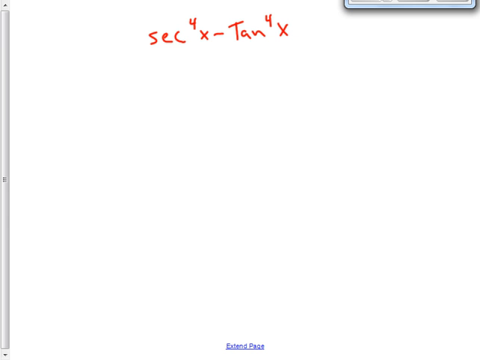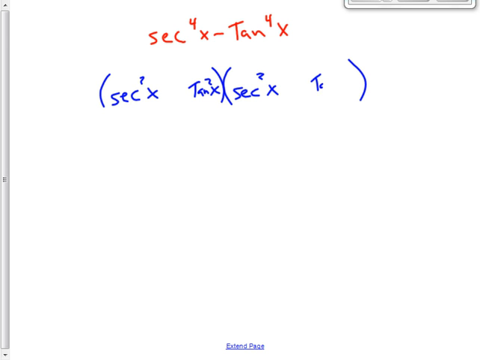I can see that I have things that are to the fourth power and a minus in between. So I could try to see if I can factor this first. And I can, because secant squared x times secant squared x is equal to secant to the fourth, just like x squared times x squared is x to the fourth. Tangent squared x times tangent squared x is equal to tangent to the fourth x. It's a difference of squares, so the middle portion is going to cancel out when I do the distributive property, also known as FOIL. And so I end up with a difference of squares here.